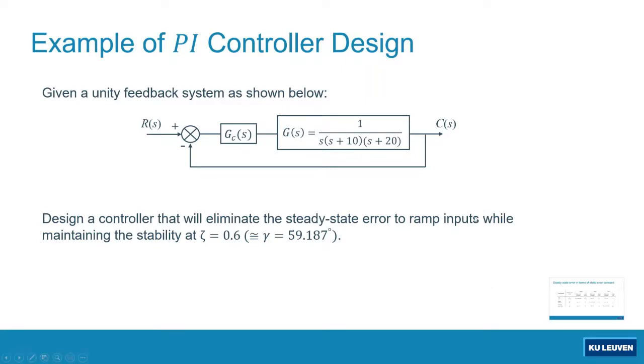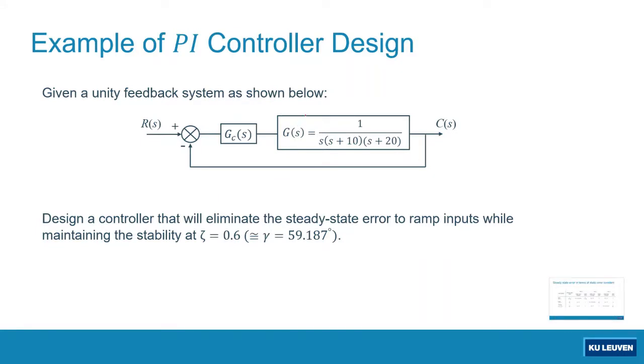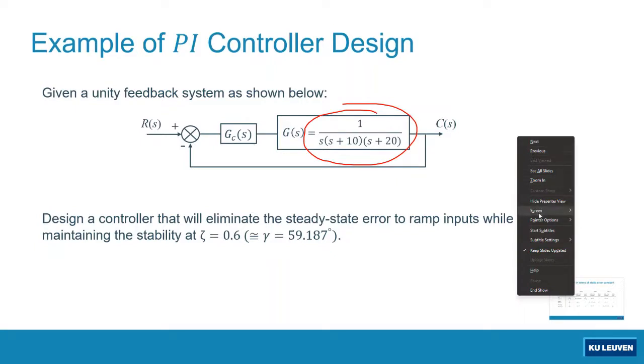Let's consider a unity feedback system where the open loop transfer function is equal to this one: 1 over s(s+10)(s+20). Okay.